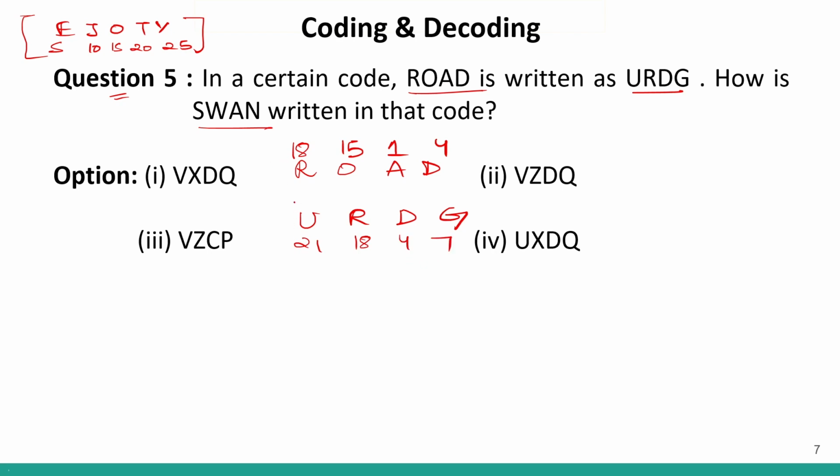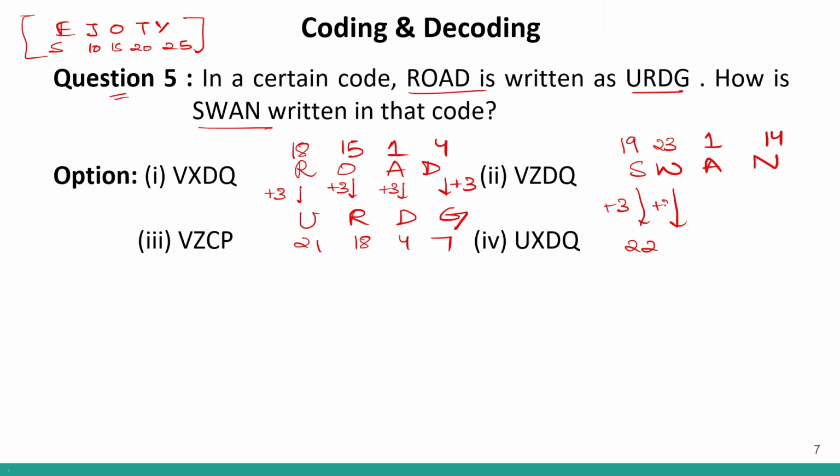Now from 18 to 21 I am going plus 3. From O to R, that means from 15 to 18, I am going plus 3. From 1 to 4 I am going plus 3, and from 4 to 7 also I am going plus 3. That means each alphabet is moving ahead by 3 positions. Correct? So now we will do the same thing for swan. If I put forward ranks, S will be 19, W will be 23, A is 1 and N is 14. So now if I move 3 positions forward, I will get how much? I will get 22.